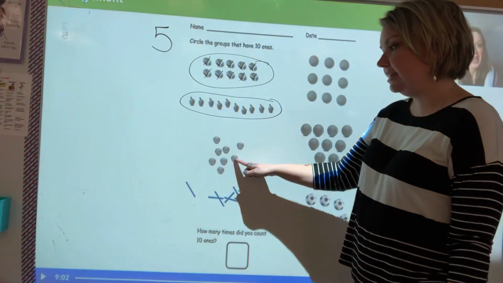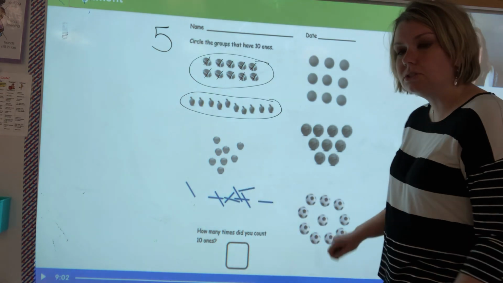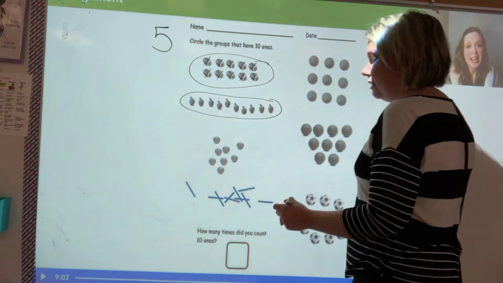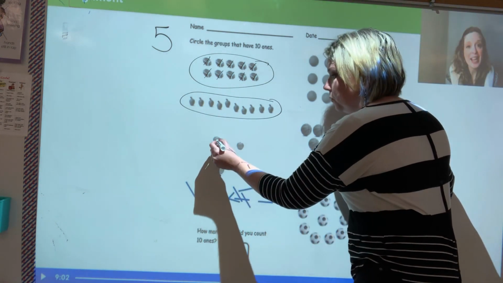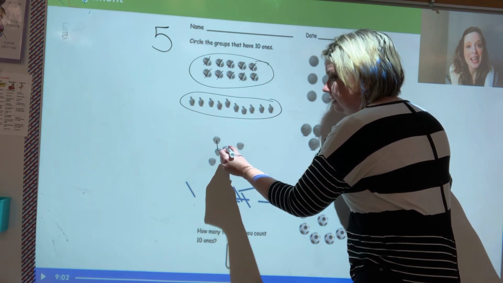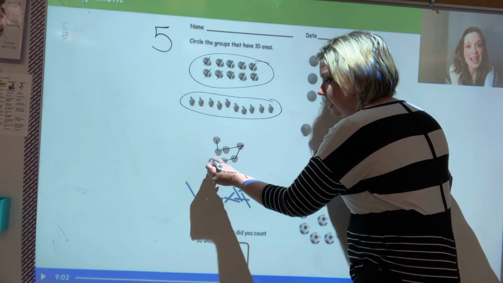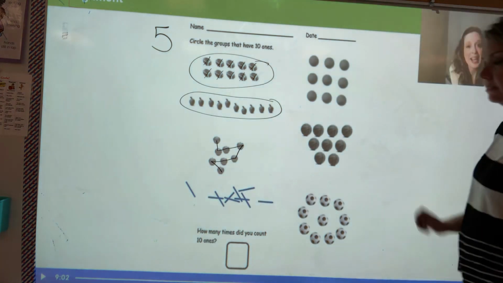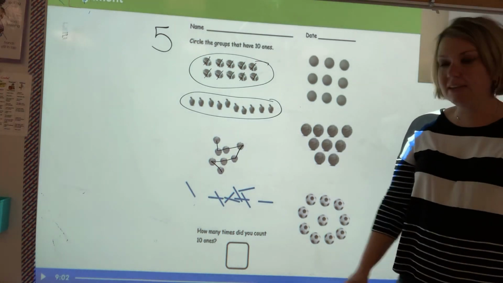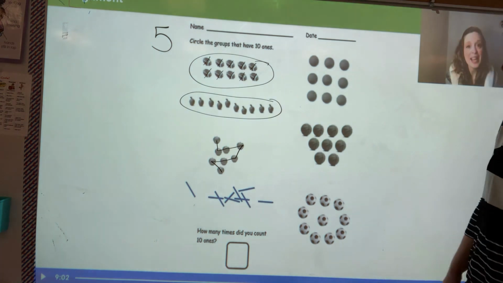I'm afraid to touch to count the apples because they're all mixed up and I might get confused. So I'm going to try the number path. 1, 2, 3, 4, 5, 6, 7, 8. Can I circle that group of apples? Nope.